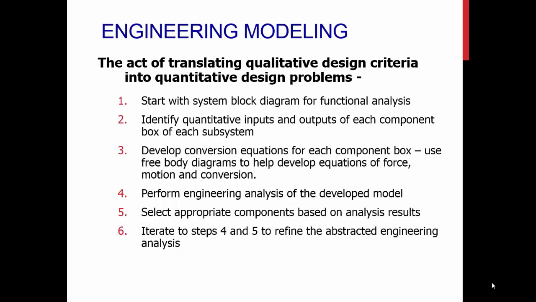From there, we need to look at doing engineering modeling, which is the act of translating our qualitative design criteria into quantitative design problems that we can work with. So we'll start with defining a system block diagram for functional analysis, identify the quantitative inputs and outputs for each component in the box of each subsystem, develop conversion equations for each component box, use free body diagrams to help develop these equations of force, motion, or conversion, then perform engineering analysis of the developed model. From there, select the appropriate components based on the analysis results. We'll find too that we can iterate steps 4 and 5 as needed to refine the engineering analysis to get us to our desired state of design.